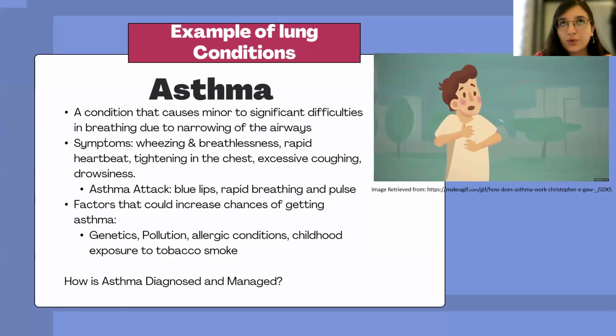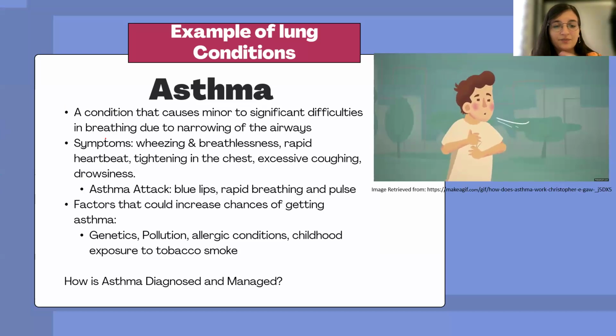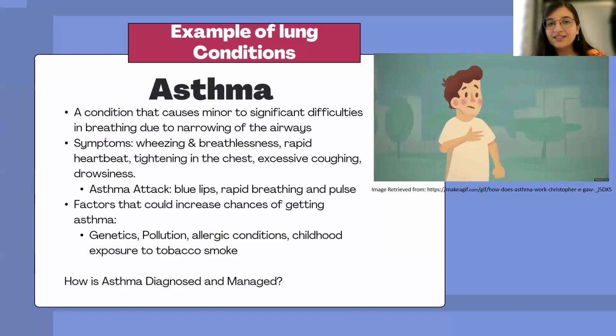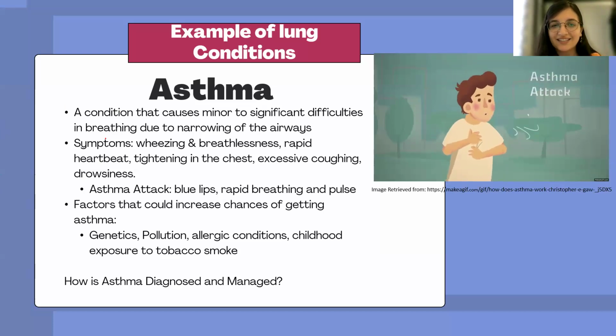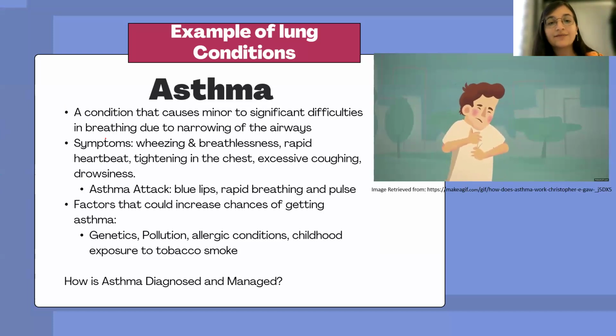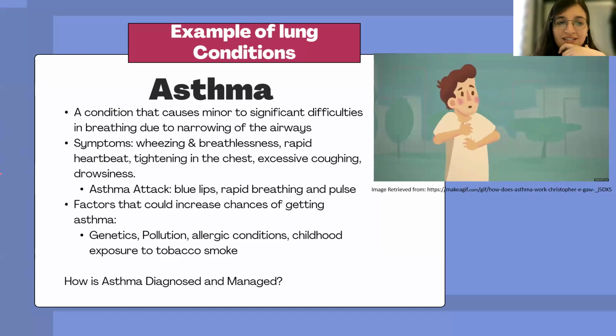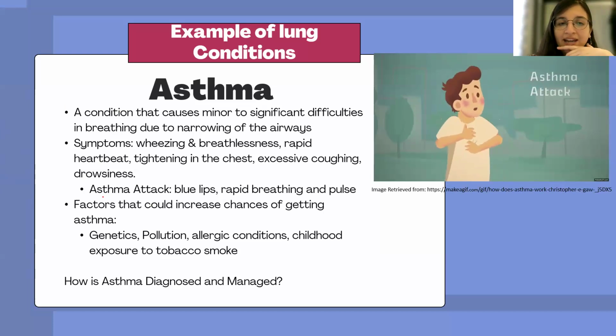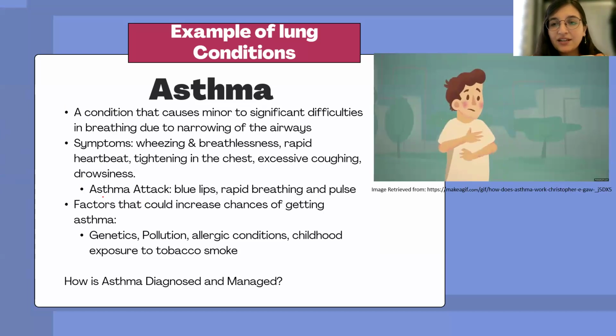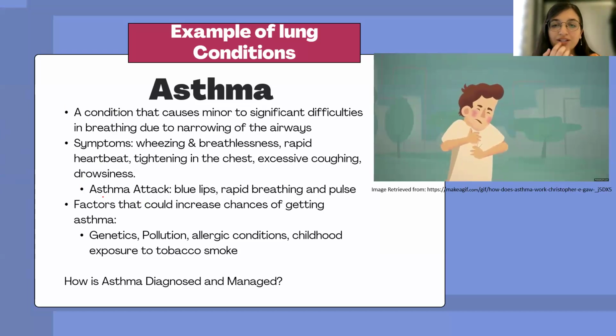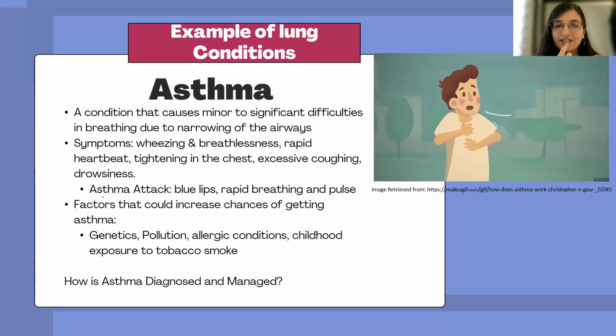When someone is having asthma, you can tell: they have breathlessness, they have wheezing, you can hear a sound when they're breathing. They may tell you that their heart is beating really fast and they feel tightness in their chest. Sometimes they cough, and other times they may actually vomit. They feel drowsiness, they feel tired. When an asthma attack happens, sometimes their lips can turn blue because of the lack of oxygen. They're not getting enough oxygen, so you see the lips turning blue.